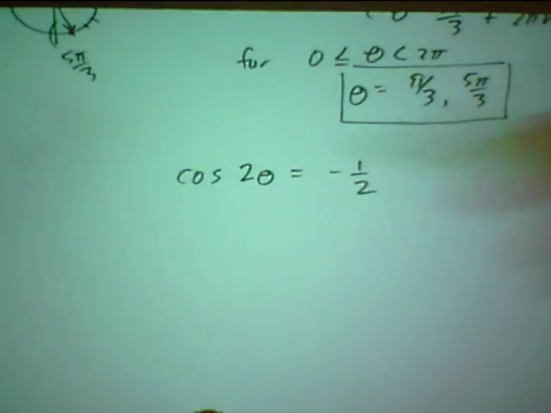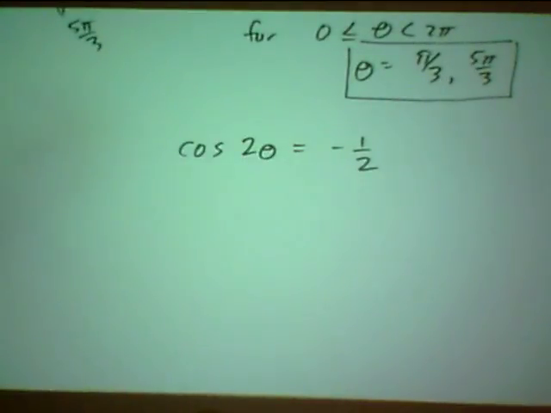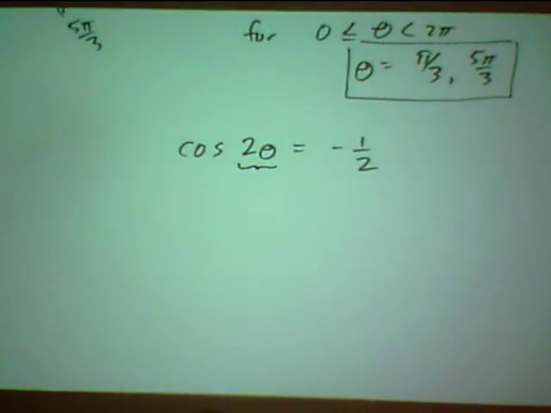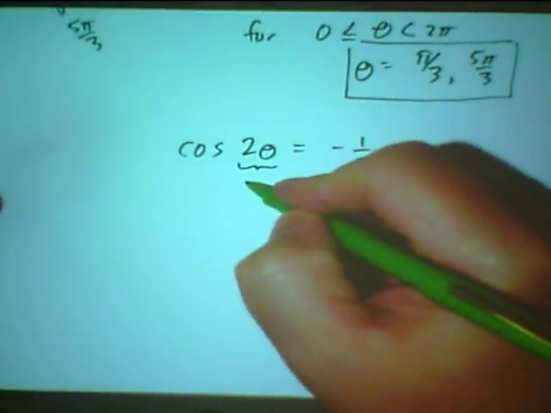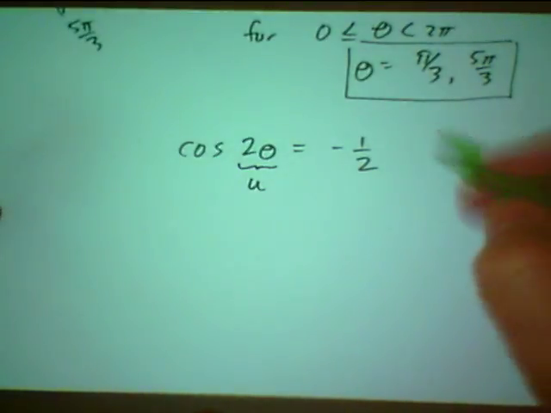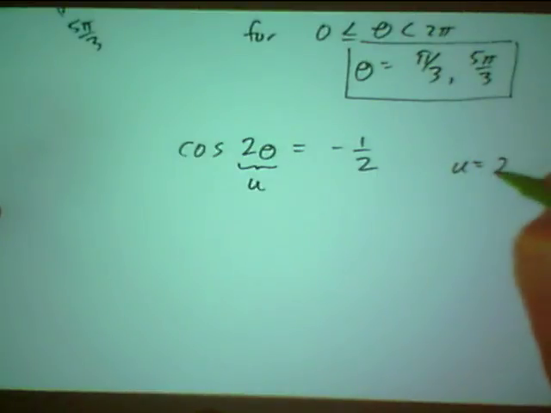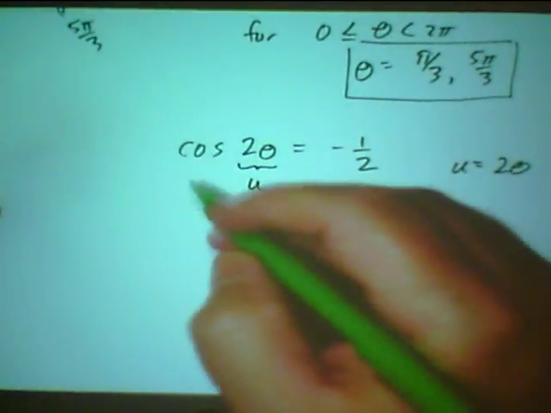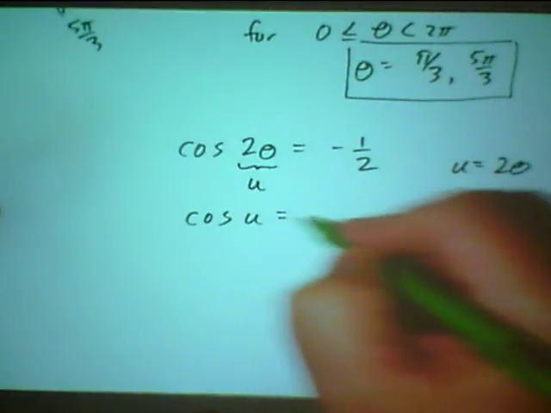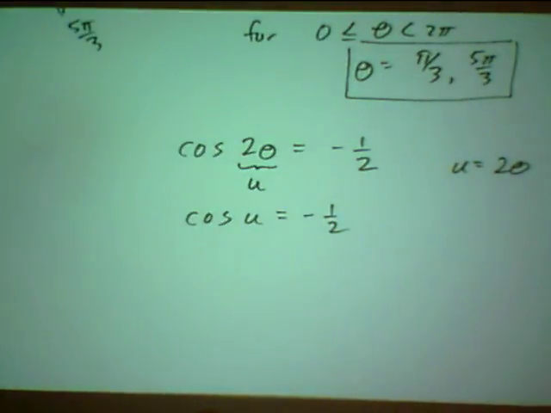What I have to do now is a substitution. Instead of worrying about this 2 theta, I'm going to temporarily call 2 theta u. So in a sense, I'm saying u equals 2 theta. I'm going to rewrite this equation as cosine of u equals negative 1/2.